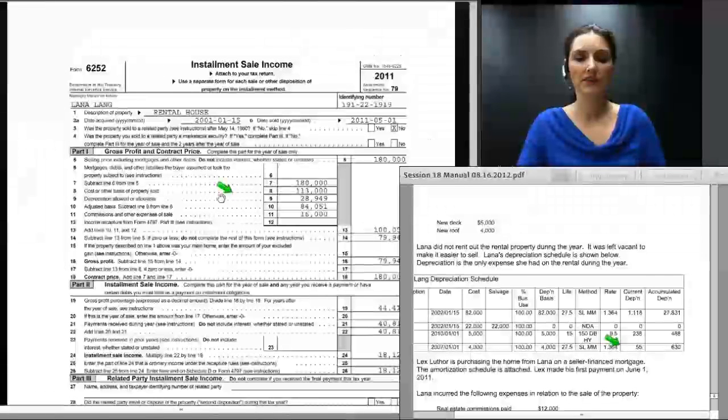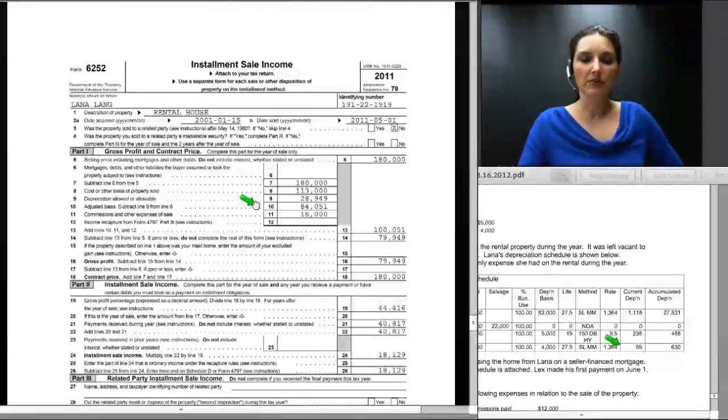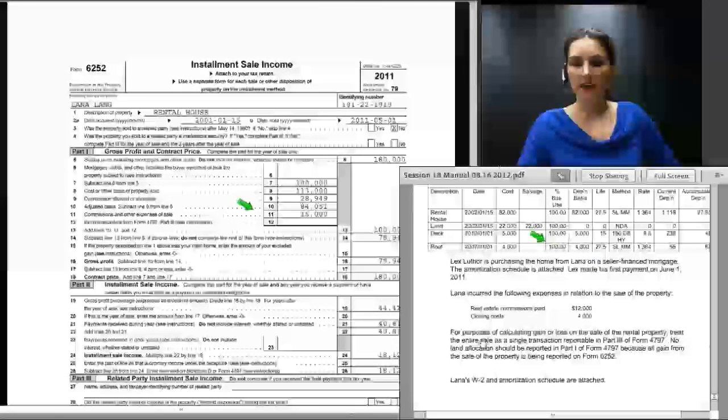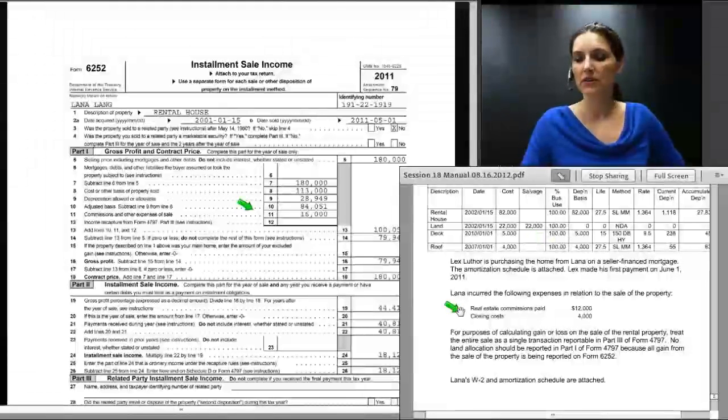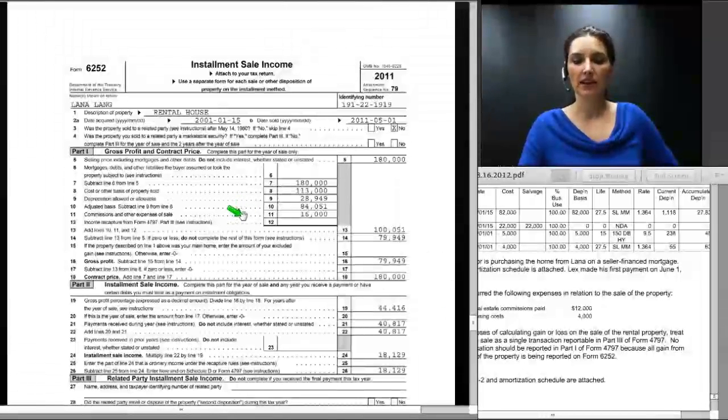But moving on with the 6252, we have now entered the appropriate amount of prior depreciation claimed on line 9. And now we do a simple subtraction. Line 9 from line 8 leaves us with $84,051. Next we add in commissions and expenses of the sale. And in the wording of the problem, we told you that real estate commissions were $12,000 and closing costs were $4,000. You add those numbers together and you get $16,000, which is now entered on line 11. We take line 11, we add line 10, and enter the total, which is $100,051 on line 13.